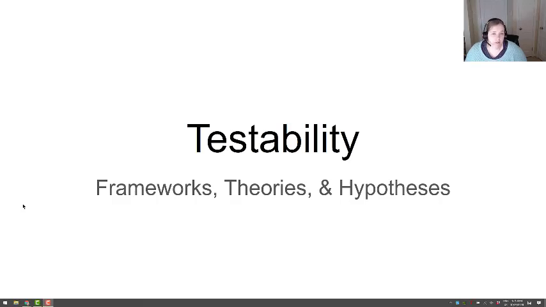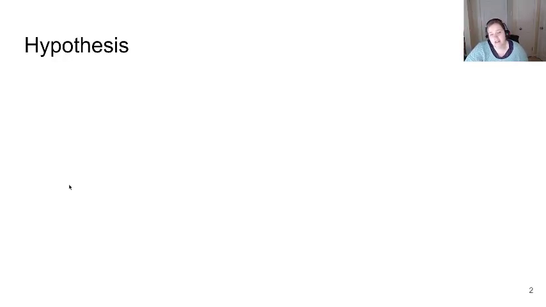So this week we're on to testability, which is an extension of hypotheses and research questions. In particular, now we're going to have frameworks, theories, and hypotheses. And this is going to be a slightly different way to conceptualize how we test things, but I think it will be helpful. Hypothesis, obviously, as a mini review, is a testable prediction.